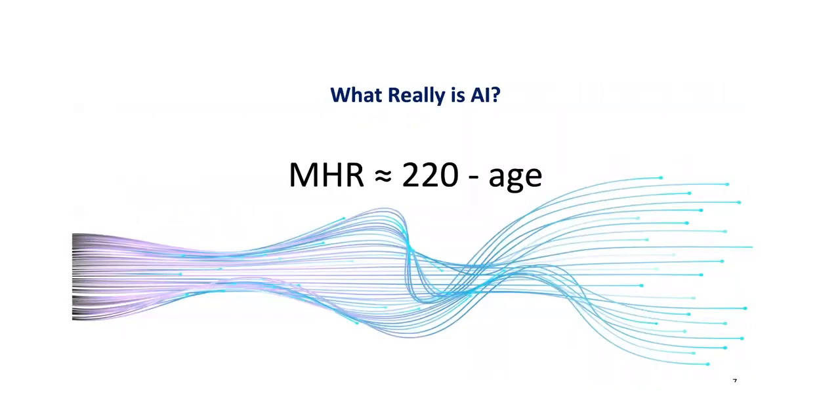What really is AI? Do you know this expression? Do you know this formula? This is the maximum heart rate expression that probably, if we have doctors in the audience, they can recognize. This is, on average, how you can calculate your maximum heart rate. If you subtract your age from 220, you get this maximum heart rate. Okay, well, how did the experts arrive at this expression?